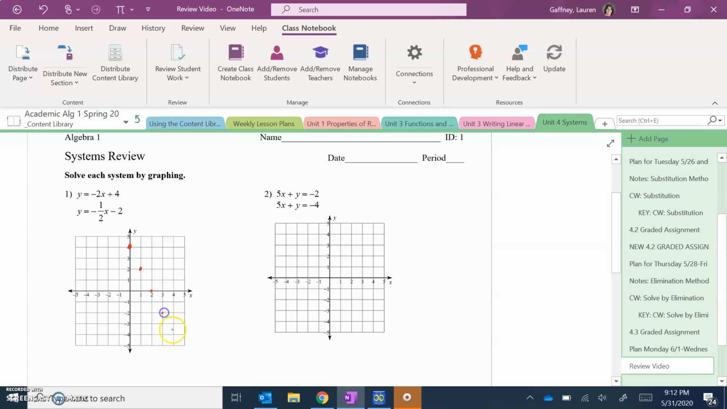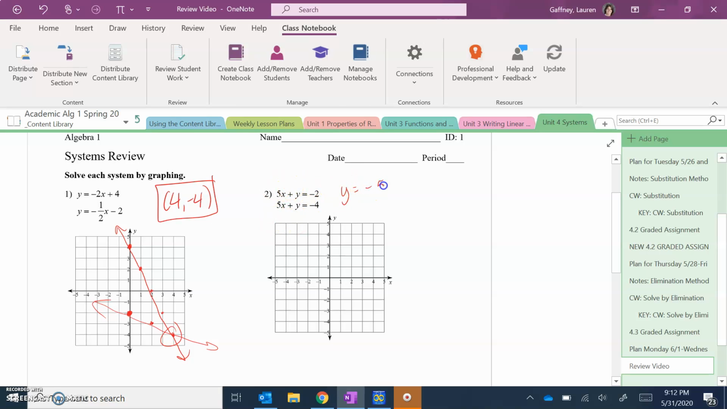And remember, when you're graphing, try to make these pretty neat so you can find that exact point of intersection. Okay, the second one, my y-intercept is at -2, that's my b, and then a slope of -1/2. So down 1, right 2, down 1, right 2. So these intersect right here. Now, my final answer is that actual ordered pair. So 4, -4.